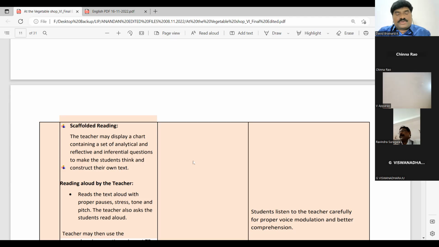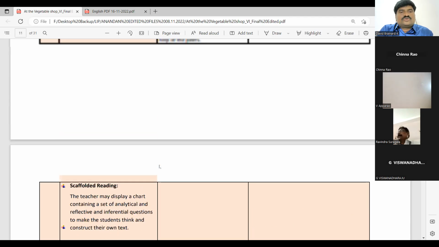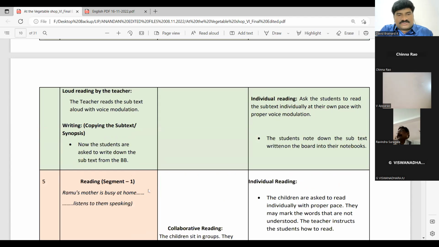So picking up a picture and interacting before the slot, before the reading portion, would help him understand what is there in the text that is given. Because text is always Greek and Latin for the student. Picture is enjoyable. Picture will definitely give them a joyful kind of environment. So we need to bring a picture for every segment. So that is the sum up that I want to make.